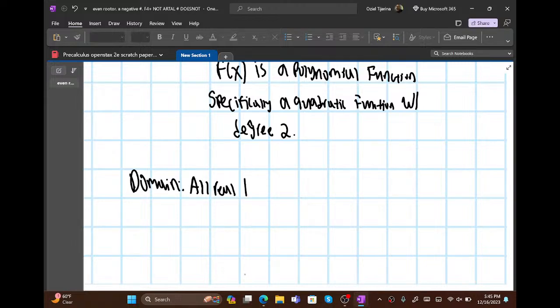In other words, it is from negative infinity to infinity. There are some exceptions to this, and that is when you're doing like x to the 1/2, x to the negative 1/3, so on and so forth. But those are more related towards like radical functions, which we will go over later.